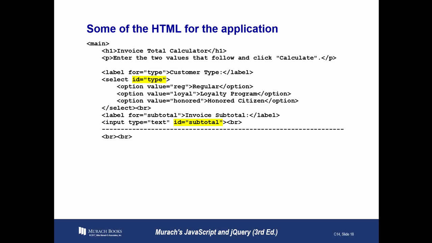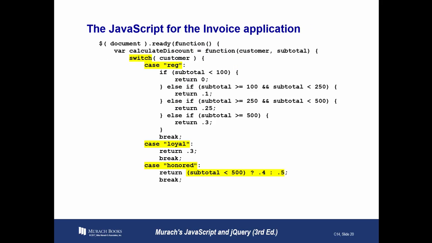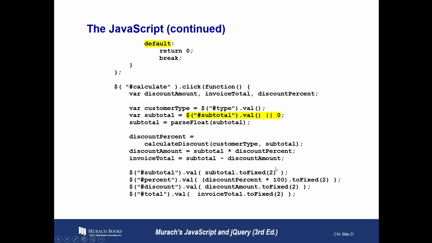So it calculates a discount amount and a total for the invoice, and it uses conditional expressions to calculate those. Those are shown here. Notice we've got the switch, which says if you're a regular customer, whether you get any kind of price break or not will depend on how much you bought. If you bought less than 100, you get nothing. 100 to 250, you get 10%. 250 to 500, you get 25%. More than 500, you get 30%. If you're a loyalty customer, you always get 30%. If you're an honored customer and your subtotal is less than 500, you get 40%. Otherwise, you get 50%. Okay?